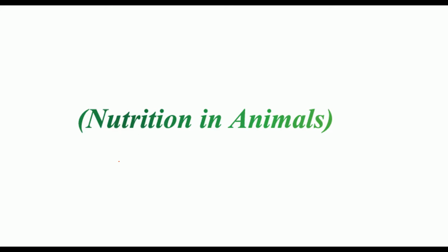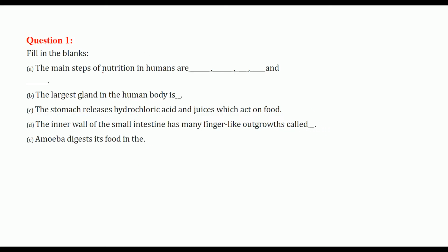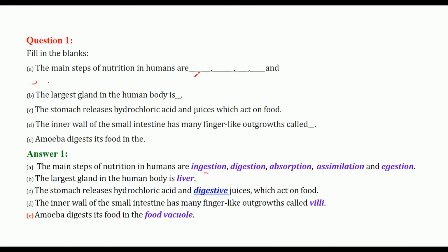The questions and answers on nutrition in animals. First is fill in the blanks. The main steps of nutrition in humans, from ingestion to egestion, are ingestion, digestion, absorption, assimilation and egestion.